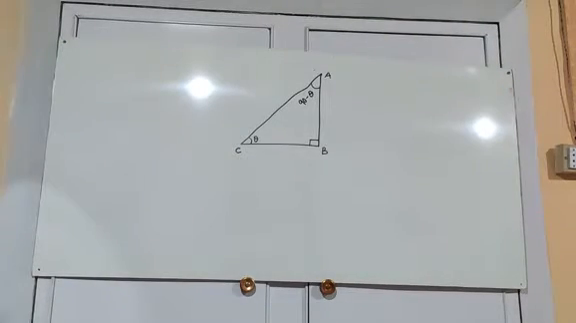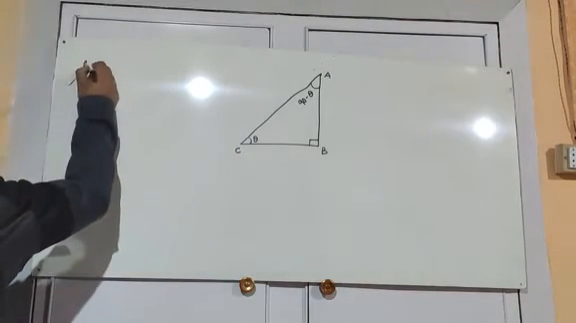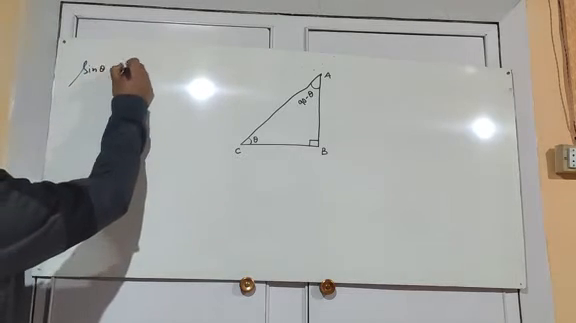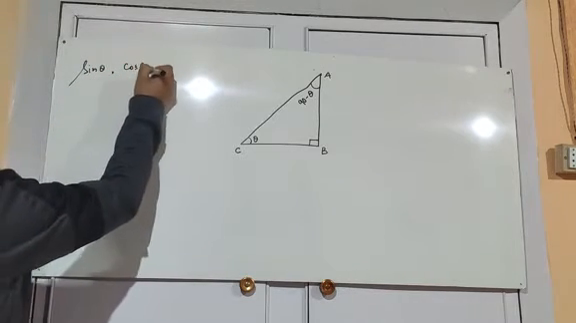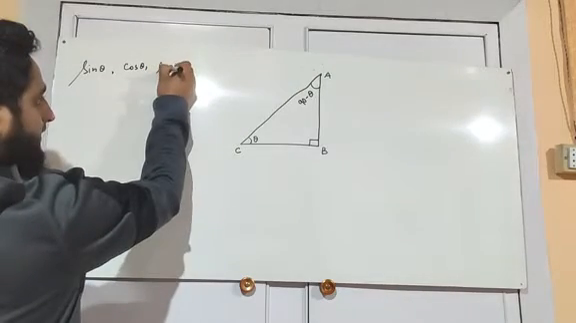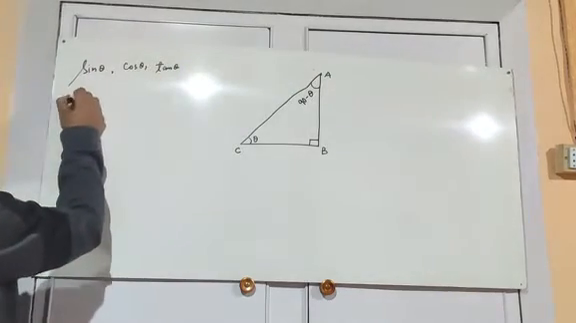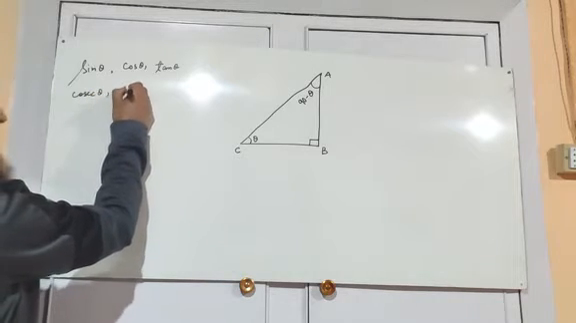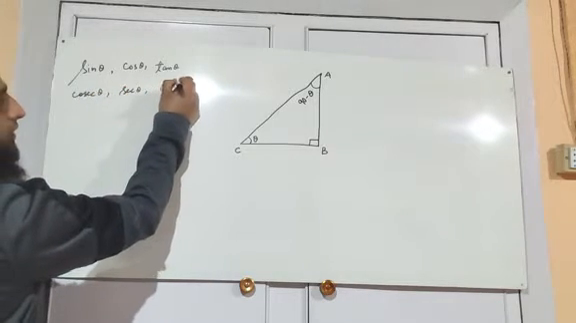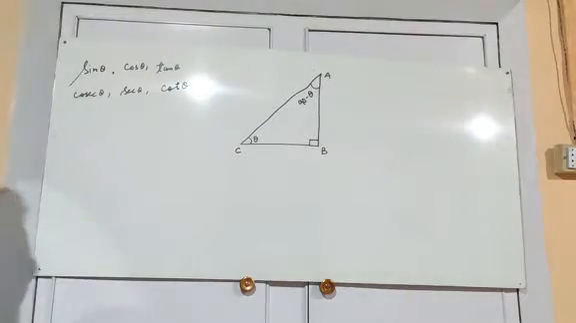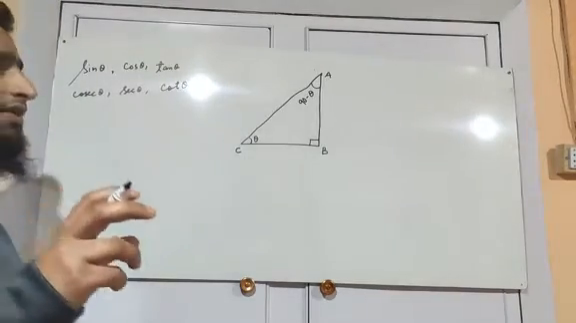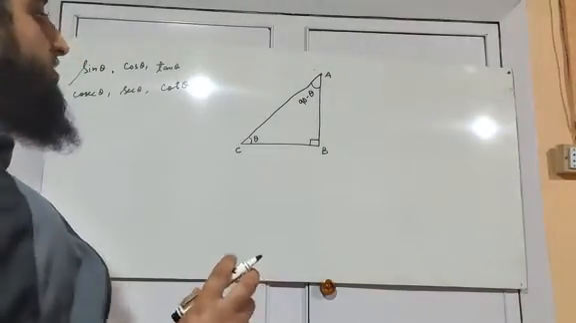We know that we have 6 trigonometric ratios: sine theta, cos theta, tan theta, cosec theta, sec theta, and cot theta. In this exercise, you have to learn the important concepts of this chapter.